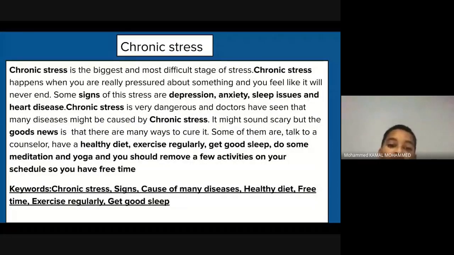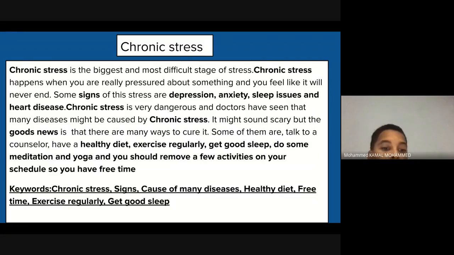Chronic stress. Chronic stress is the biggest and most difficult stage of stress. Chronic stress happens when you're really pressured about something and you feel like it will never end. Some signs of this stress are depression, anxiety, sleep issues, and heart disease. Chronic stress is very dangerous, and doctors have seen that many diseases might be caused by chronic stress. It may sound scary, but the good news is there are many ways to cure it.